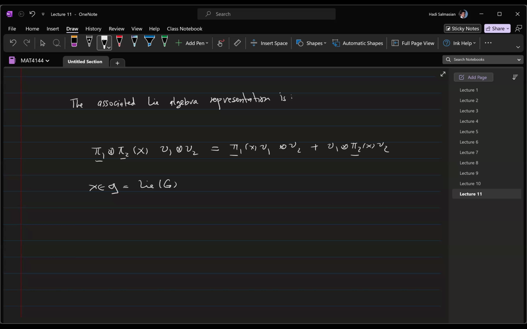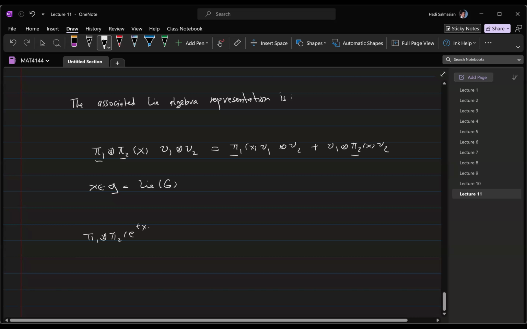So how do we get the Lie algebra action? Well, we have to differentiate something, right? So we have to look at pi1 tensor pi2 of e to the tx applied to v1 tensor v2. We have to look at the derivative of e to the tx v1 tensor e to the tx v2 at t equal to 0. But now, again, we have this Leibniz rule, right?